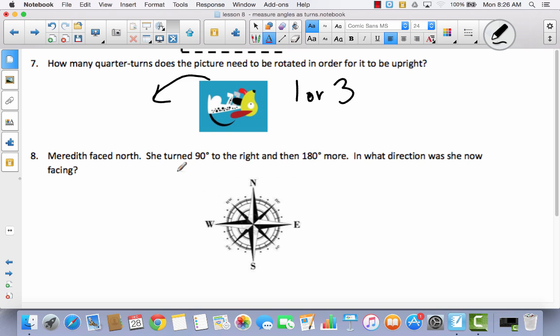All right, see if you can read number 8 all by yourself, and then come back and let's check it together and see if you have it correct. Meredith faced north. She turned 90 degrees to the right, and then 180 degrees more. What direction was she now facing?